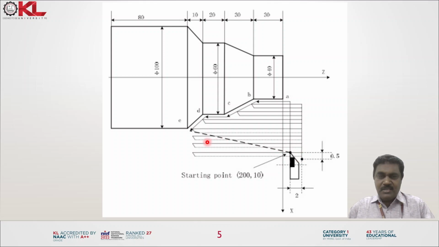Okay. So now it will come like this. It will see that it will come back. Now again it will go to the next one. So like this, the operations will be performed. This entire material is removed. Okay. Now you can see that this is the actual path of the component you want to machine. This is the final shape of the component.